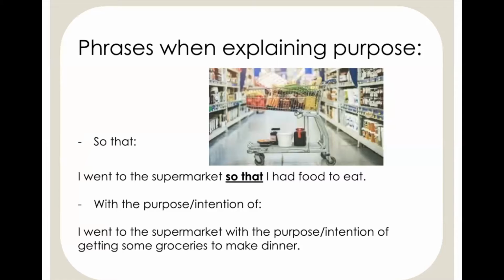So a couple of different phrases that we might use when explaining purpose might be "so that". So I went to the supermarket so that I had food to eat. And a lot of us are very thankful we're living in regional Victoria at the moment, so there's not so much panic buying as it would be in Melbourne at the moment. Or we might say "with the purpose or intention of". I went to the supermarket with the purpose or intention of getting some groceries to make my dinner.